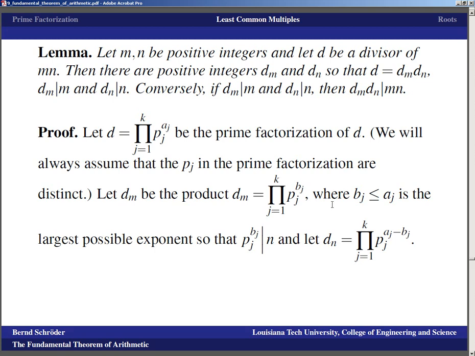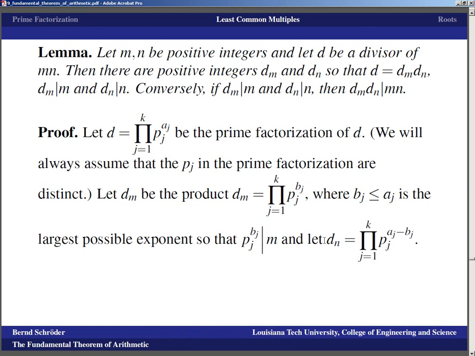What else do I have? I have bj is the largest possible exponent so that pj to the bj divides n, so that means that this product definitely divides m. That should be an m here, I believe. Yes, sorry about the typo. That is supposed to be an m. And so let's see, if all those pj to the bj divide m, then because the pj's are pairwise distinct, we certainly have that dm divides m.